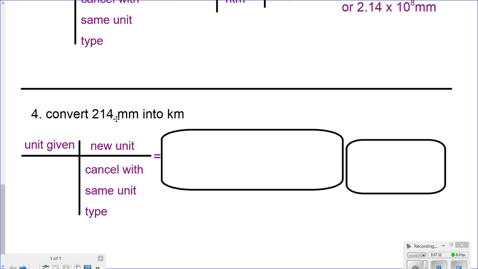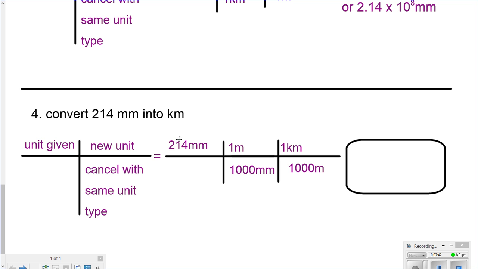One last question. Convert 214 millimeters into kilometers. I repeat, given, cancel with, go to. The setup is what's given is 214 millimeters. I divide by 1,000 because from millimeters to meters, the meter is higher. So the meter keeps the 1, the milli keeps the 1 with all the zeros. I'll go from meters into kilometers. Kilometers is larger than meter itself, so kilo keeps the 1 and this keeps the 1,000.